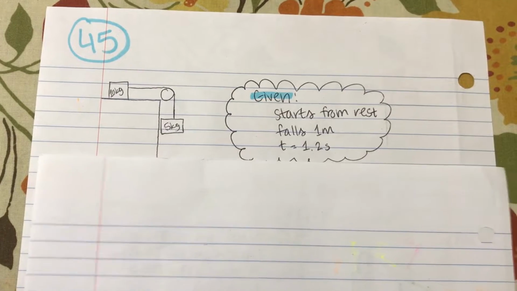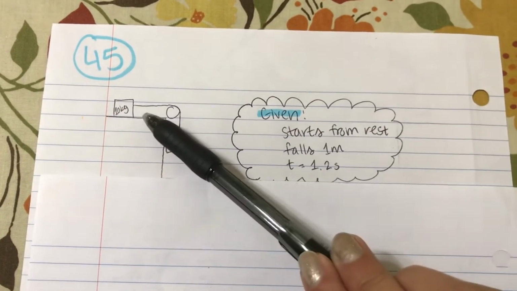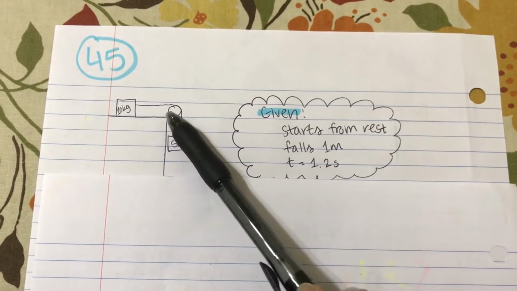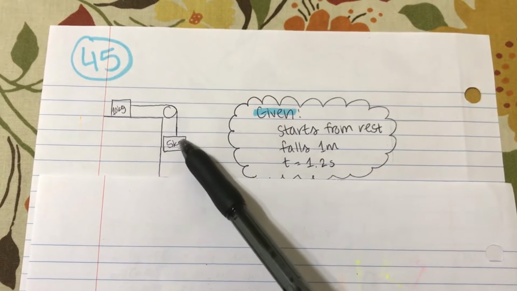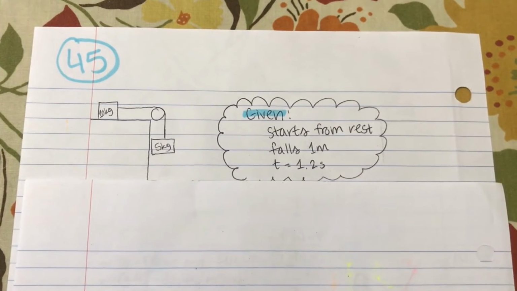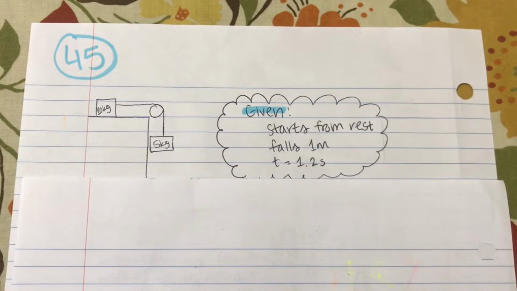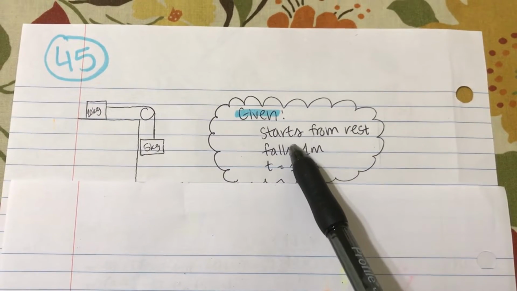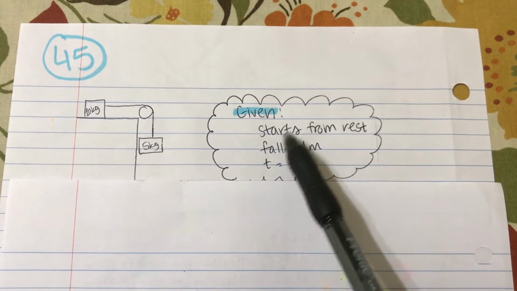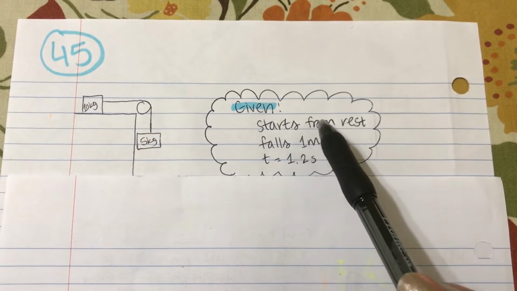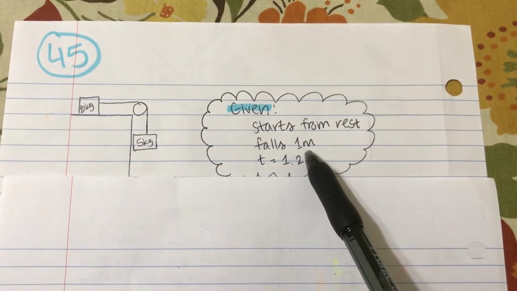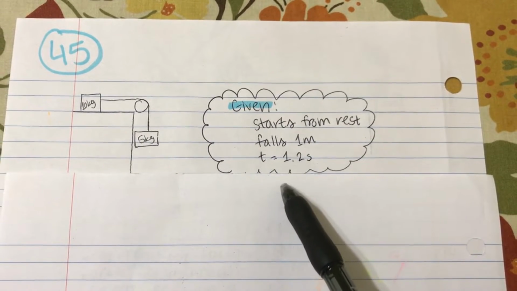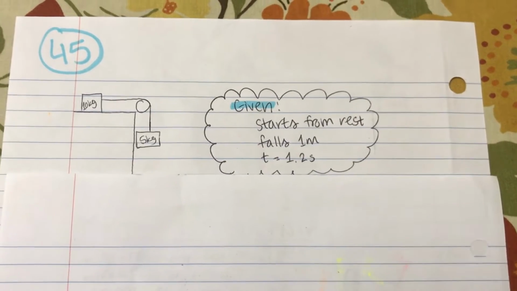So this is the diagram with a 10 kilogram object on the top being flat and the pulley, the string connecting it to the 5 kilogram object, which is falling. I jotted down some givens that were given in the problem. So we were given that the objects start from rest, they fall 1 meter, and that it takes them 1.2 seconds to fall. This information we'll use later in the problem.